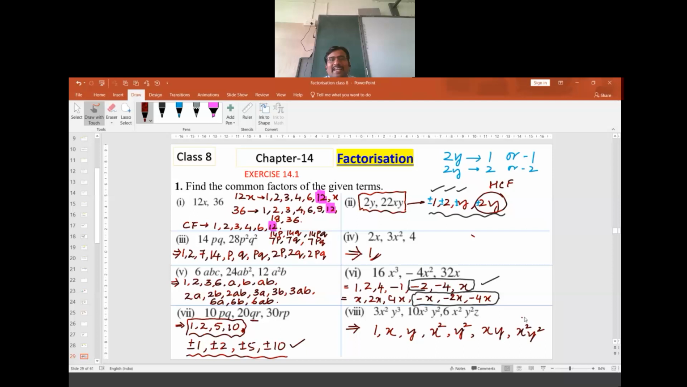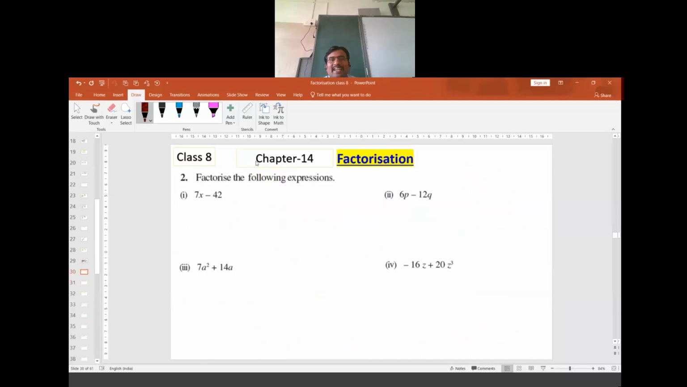Last question is second question. This is the last question for today's session. Let's quickly solve this. Write the following expressions. Which method should be used? Should we use identity, a square minus b square, or finding common factors? We'll use finding common factors.